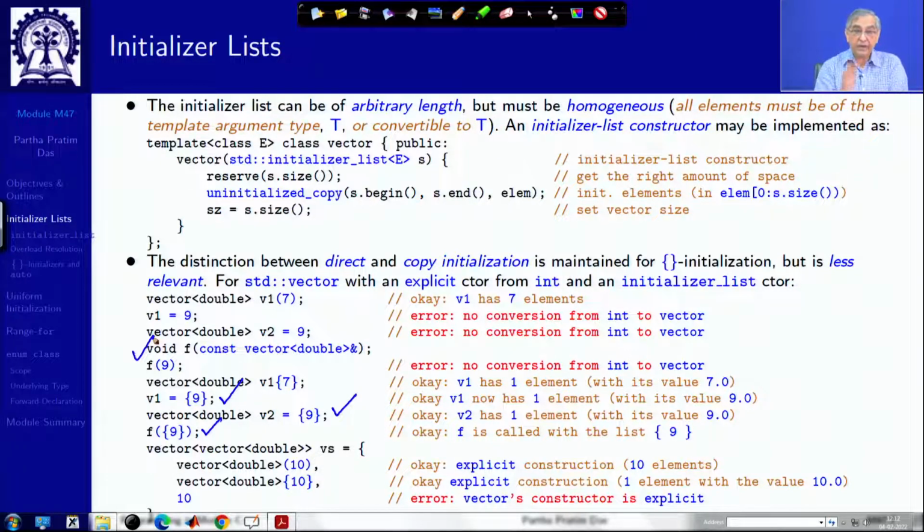And now, if I want to see the subtle difference, suppose I am trying to define a vector of double. So, I have a vector of double and I have a vector of that.